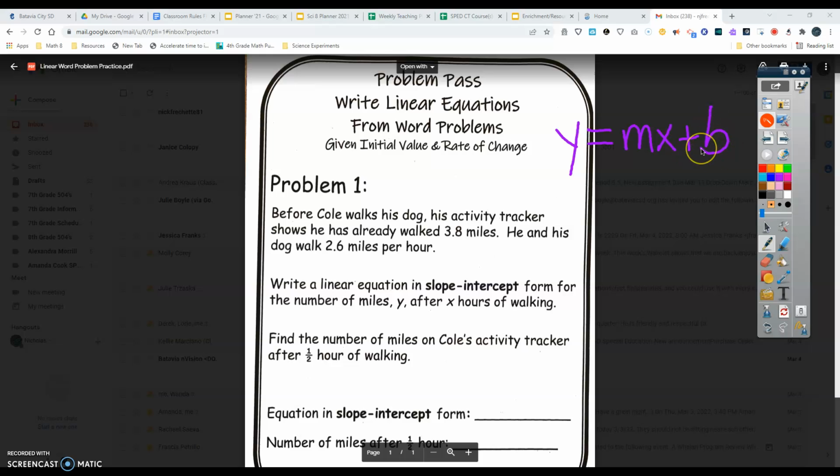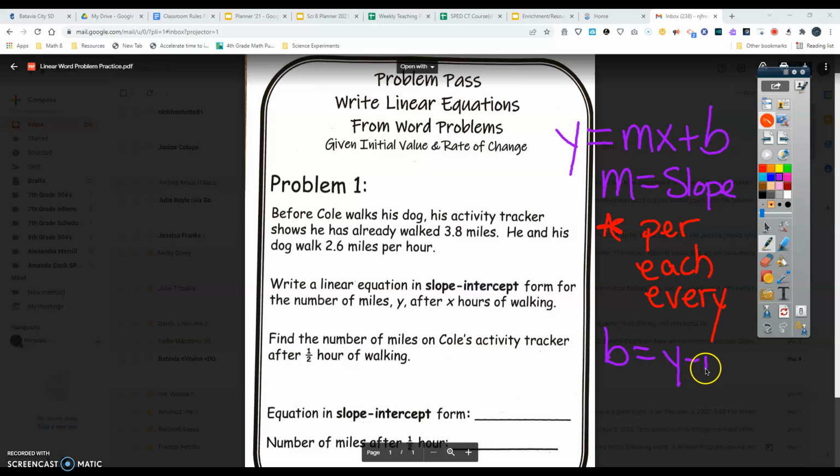I'm going to constantly review this, right? Our m is our slope, that's what's changing. The vocabulary you should be looking for in a word problem should be per, each, and every. You see those words? Right next to it, you have your slope or your m value. Our b value is our y-intercept. In a word problem, it's a little bit different, right?